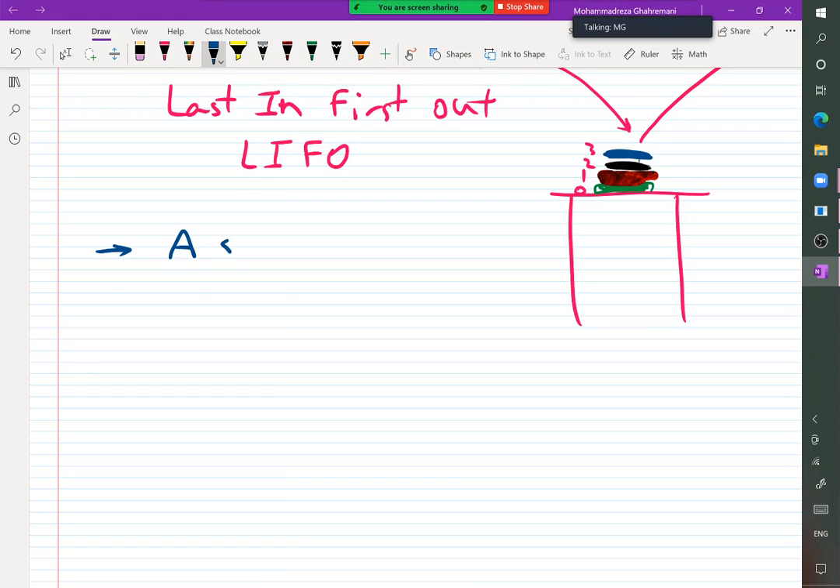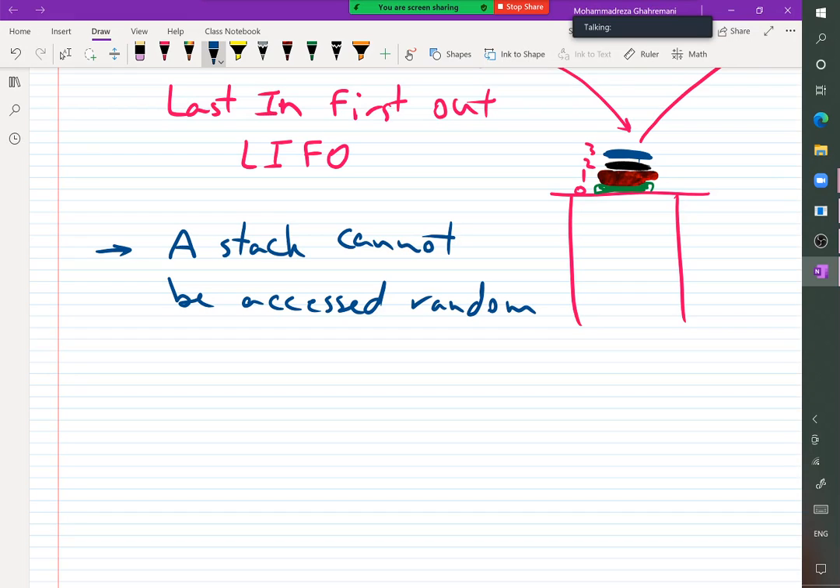A stack cannot be accessed randomly. It means that we cannot access random locations on the stack. We need to access the top element first. Okay, any question?